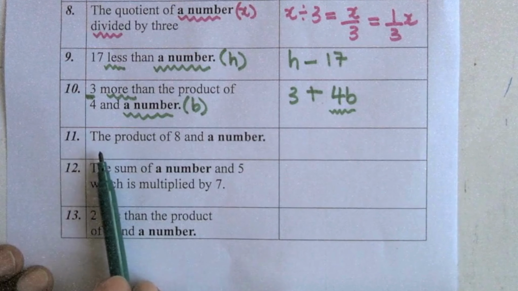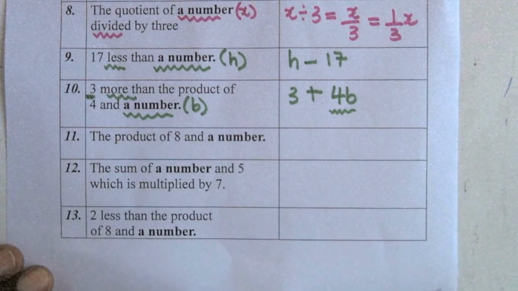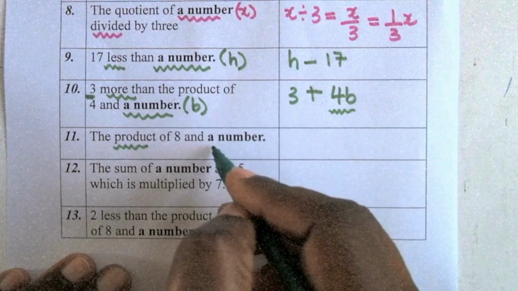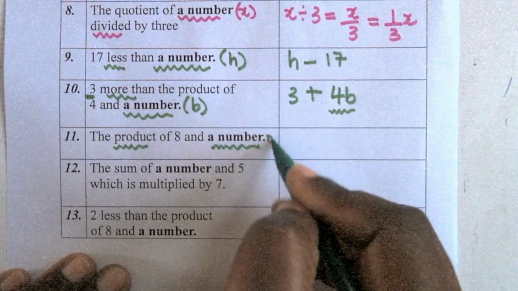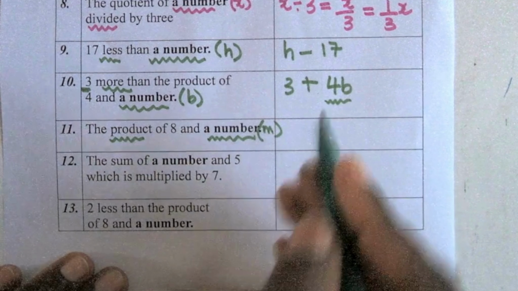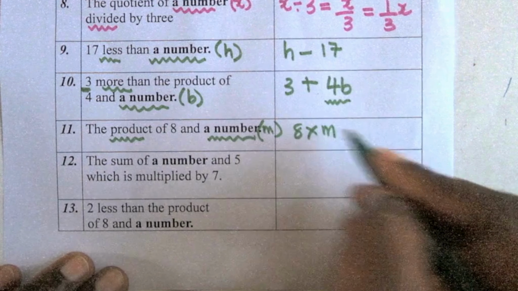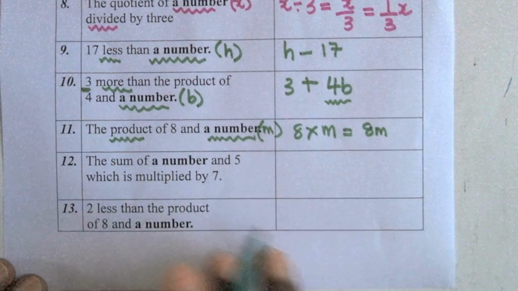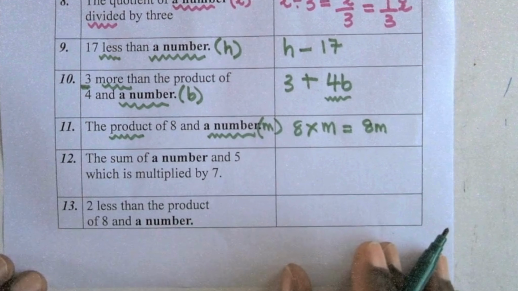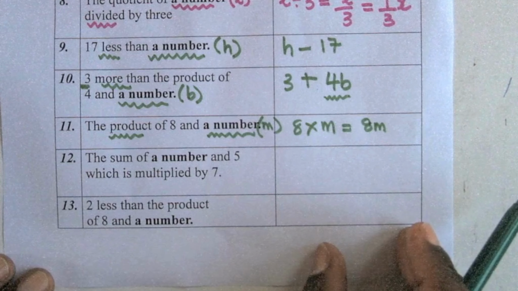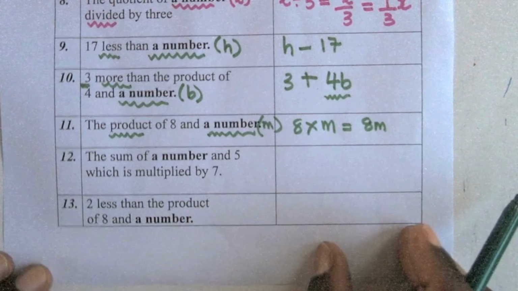In the next question, it reads the product of 8 and a number. I'm going to call this number here M. And then my final answer is going to be 8 times M, which can be written as 8M. Remember what I said when the lesson started, mathematicians are very comfortable in using the letter X, but we can represent this number here by any letter on the alphabet when we are doing algebra.